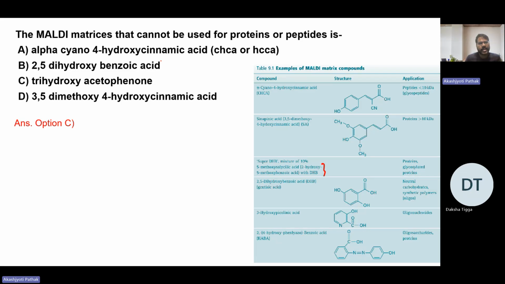Now if you look at the options which are there: alpha-cyano-4-hydroxycinnamic acid can be used for peptides. 2,5-dihydroxybenzoic acid is also used for peptides, isn't it? This one can be used for peptides or proteins as well, or synthetic polymers, basically peptides, oligopeptides or oligonucleotides. But dihydroxyacetophenone is not in your table. Okay, so the answer is option C. And then you can also use 3,5-dimethoxy-4-hydroxycinnamic acid.